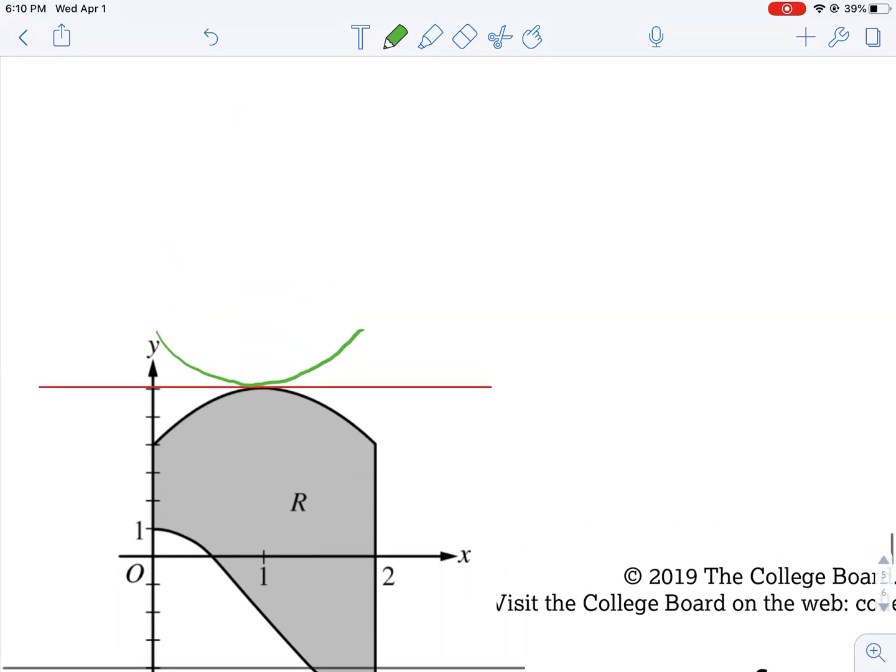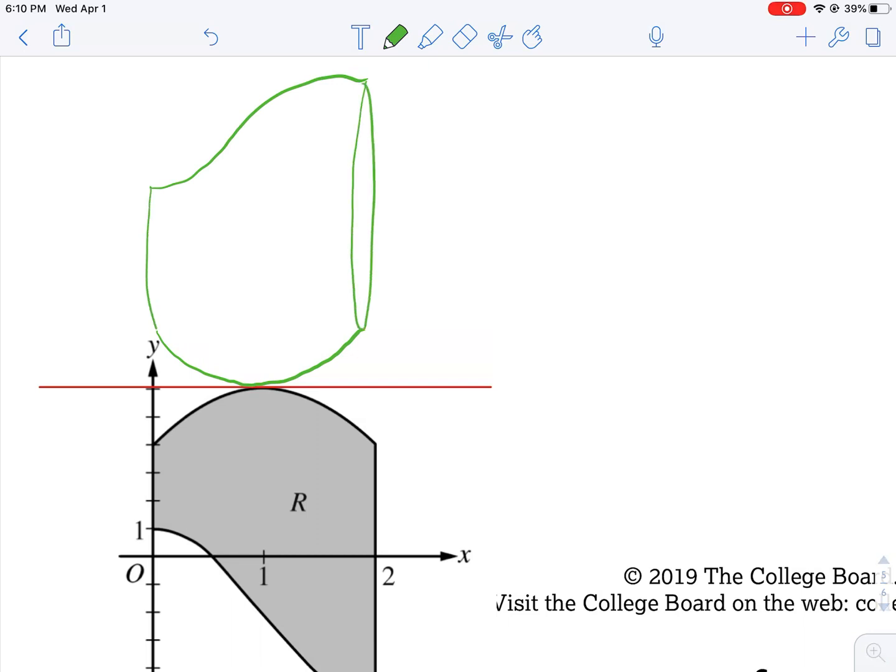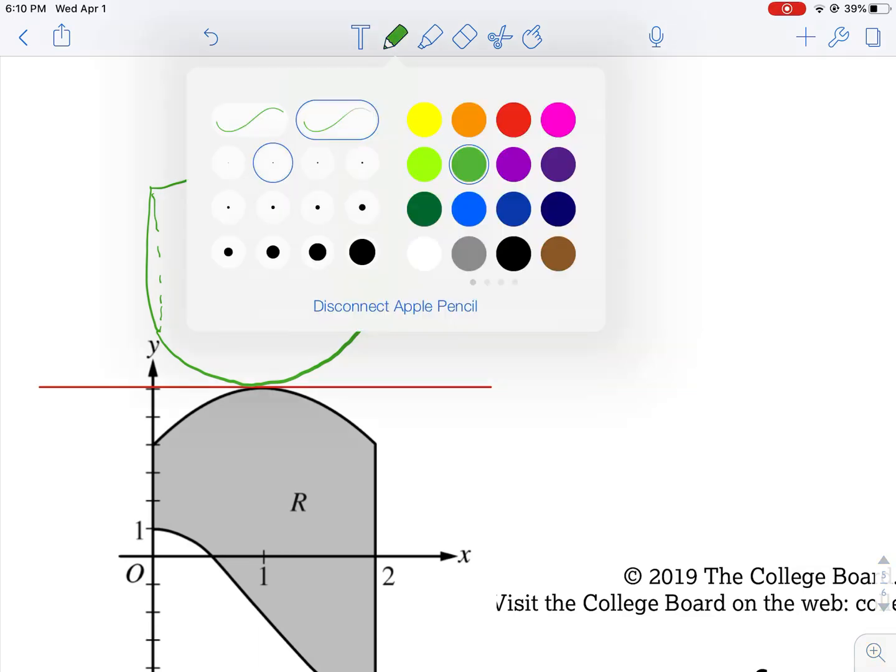Oop, not steep enough probably. Something like that. Okay? And so when we revolve the region, we end up with a solid that looks something like this. And we do have some empty space, like right here. Okay? So we're going to use the washer method.